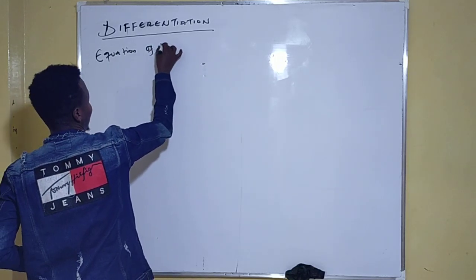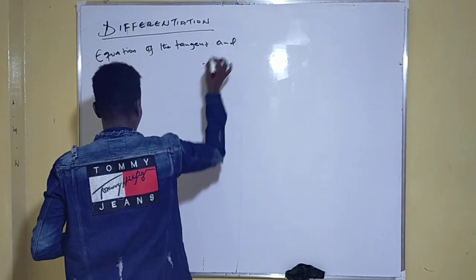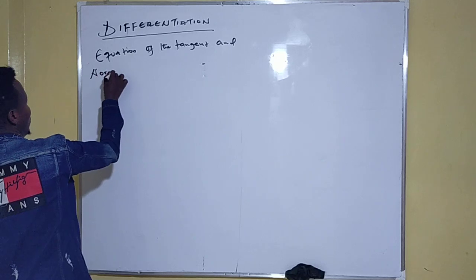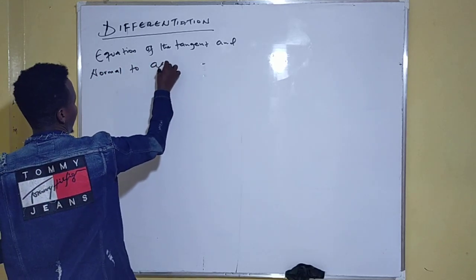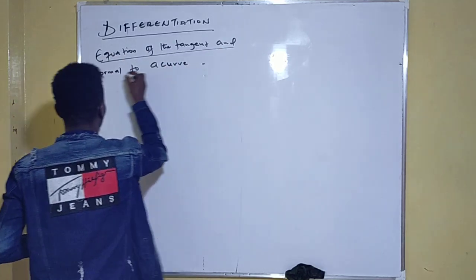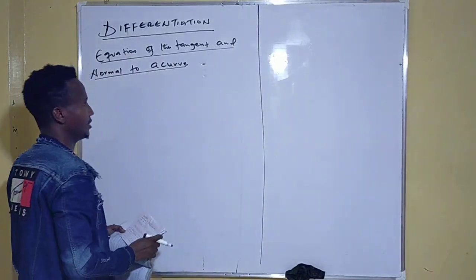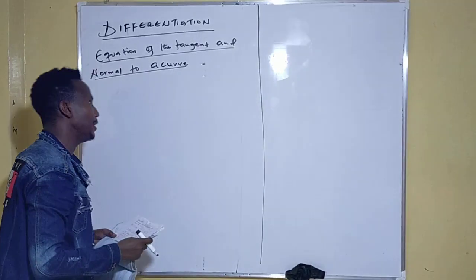So that, let's say we have a question of the tangent and normal to a curve. This will be our next discussion: equation of a tangent and normal to a curve. So we say that let's write an empire.